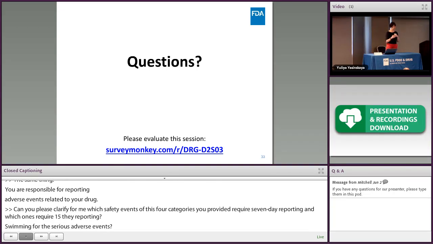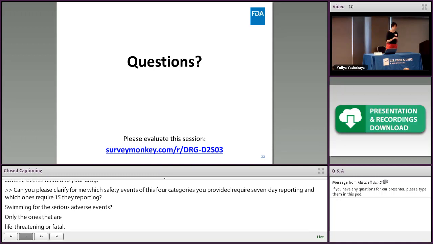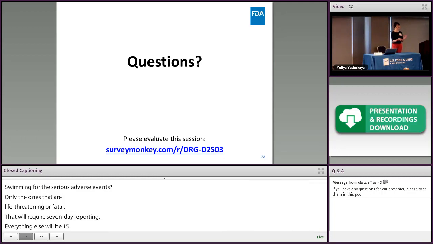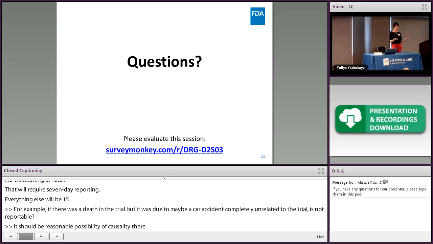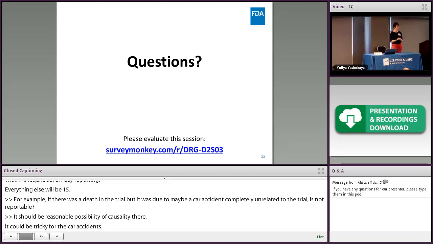So for example, if there was a death in a trial, but that death was due to maybe a car accident completely unrelated to the trial, is that reportable? Well, it should be a reasonable possibility of causality there. It could be tricky for the car accident. If the patient was driving, potentially, if you know that the drug may have sedative effects or cloud some consciousness in this particular patient, yes, that might be a reasonable possibility that the drug caused certain events in the patient that resulted in the car accident.